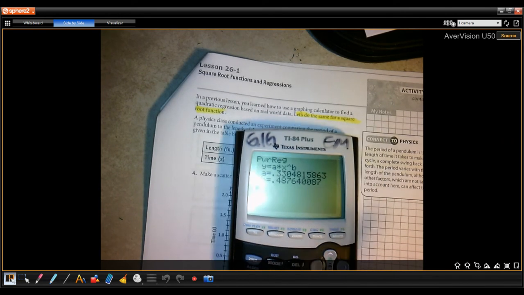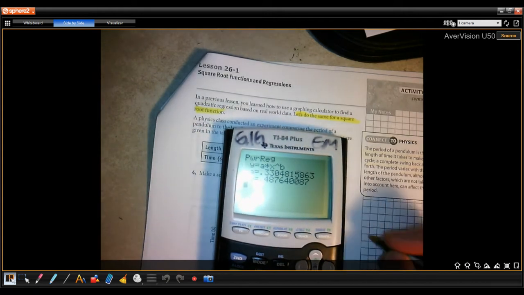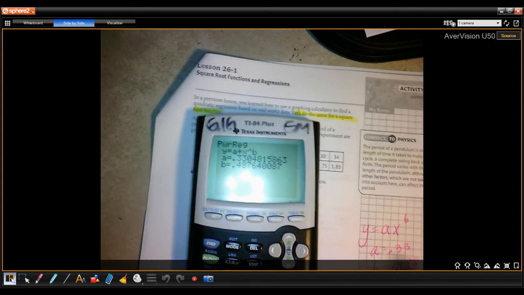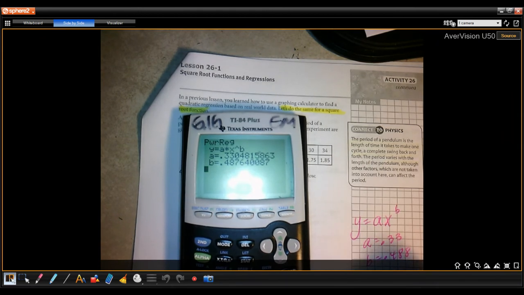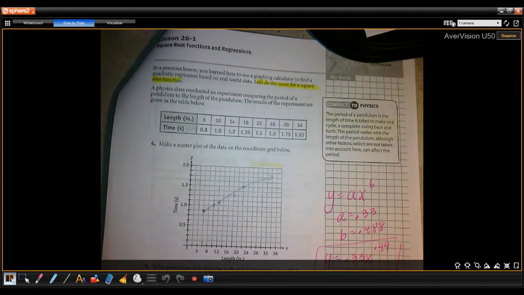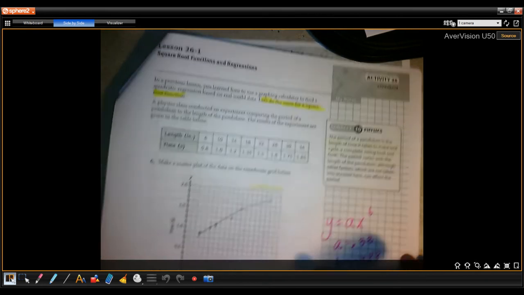There is my information. So it tells you it is y equals ax to the b. Tells you A is 0.33, B is 0.488 is what I got. All right. So then if I write that down, it'll be y equals 0.33x to the 0.4, we'll say 49. Okay. Now look at this power. What does that power look like to you? Well, that's a power of 0.5.